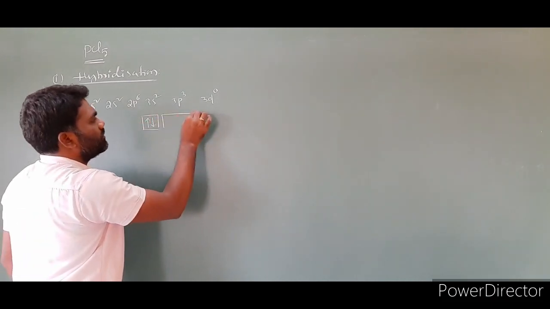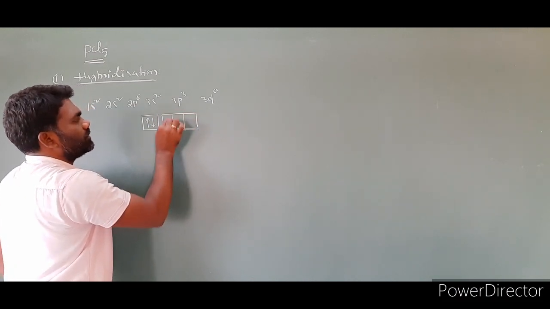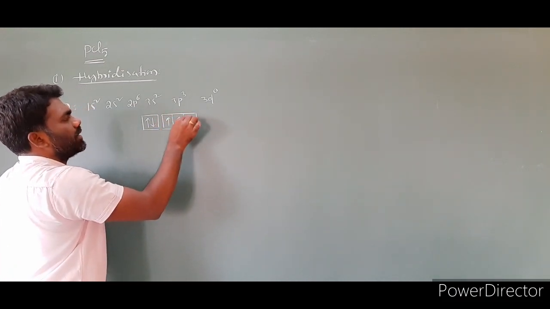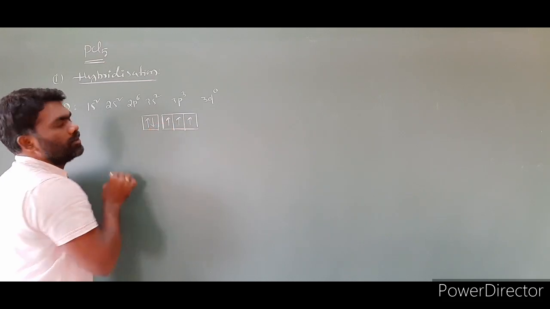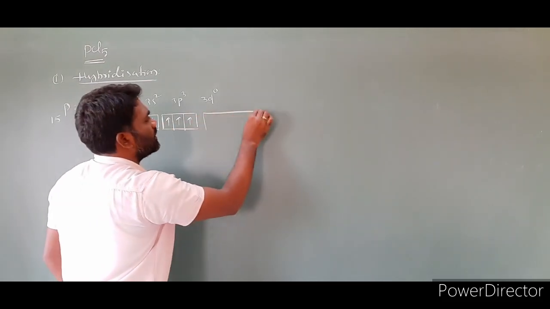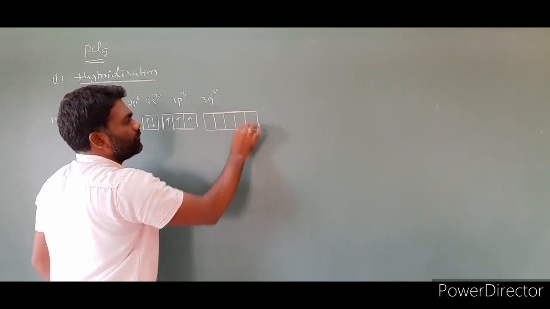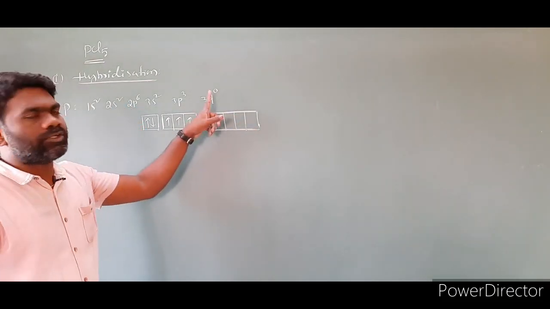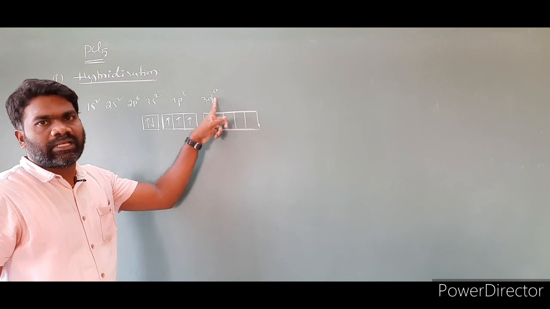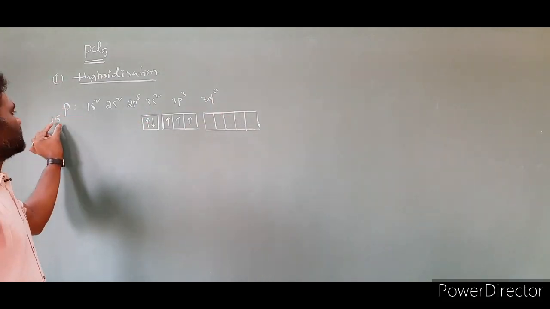P orbitals we have 3: 1, 2, 3. Each has 1 electron. Right, in the d orbital there is no electron. Total we have 5 d orbitals: 1, 2, 3, 4 and 5. Here is d0. D0 means no electron is present in the d orbital. So the total number of electrons present in phosphorus is 15.